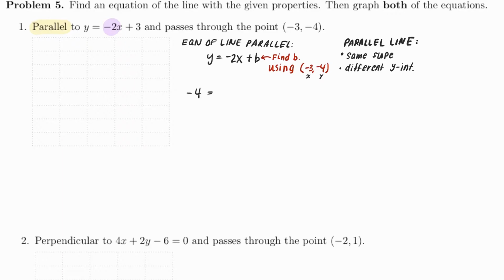So I have negative 4 equals negative 2 times negative 3 plus b. Negative 2 times negative 3 is positive 6. So negative 4 equals 6 plus b. I'll subtract 6 from both sides to solve for b. And I get that b is equal to negative 10. So the equation of the line that's parallel to y equals negative 2x plus 3 and passes through the point negative 3, negative 4 will be y equals negative 2x minus 10.